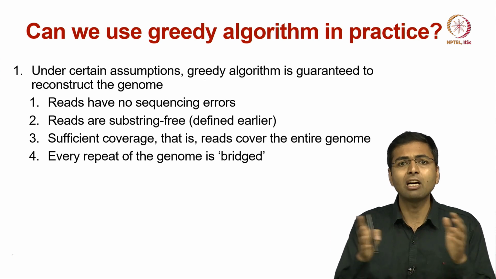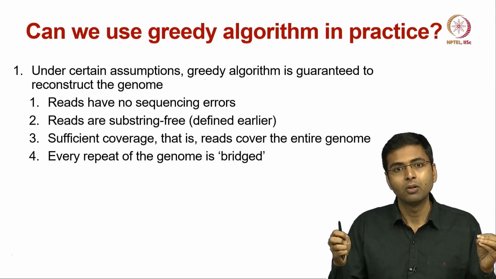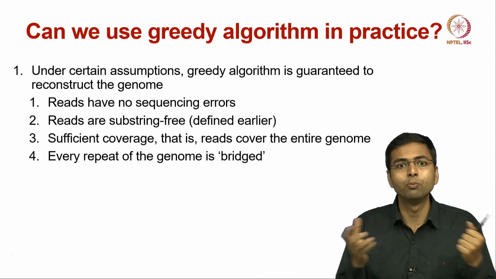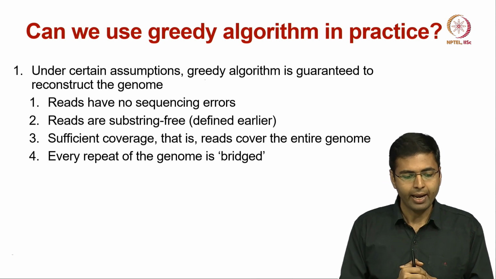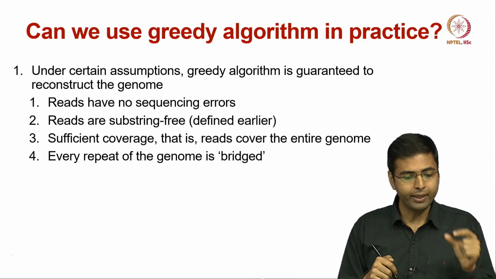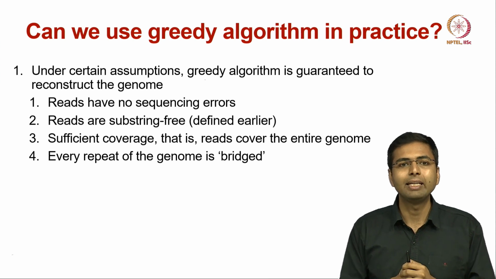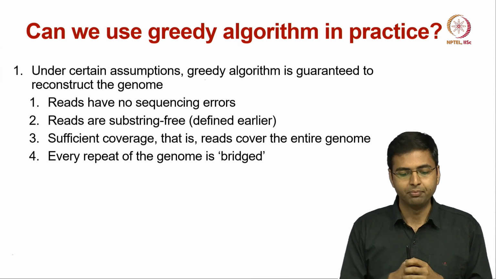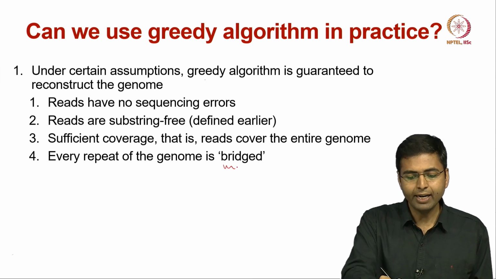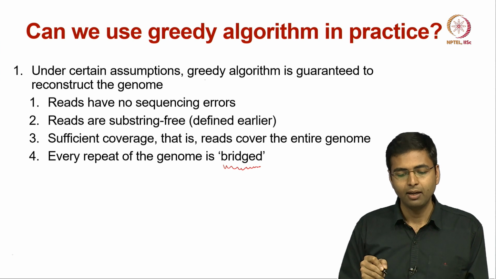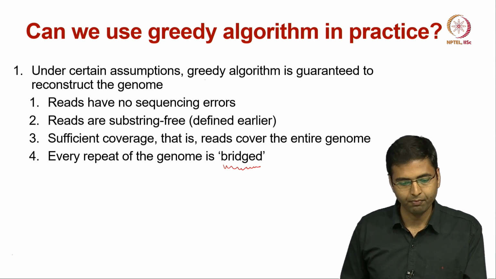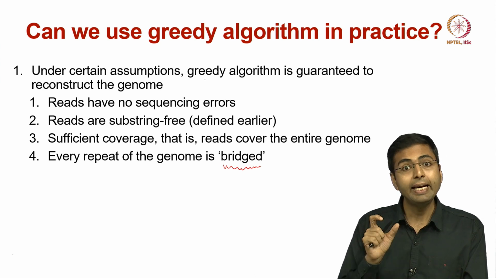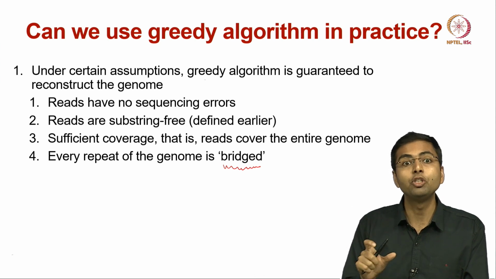We will assume that there is sufficient coverage, that is, reads cover the entire genome, because if reads do not cover some part of the genome, then there is no hope of reconstructing the genome sequence. And finally, one property that is specifically required for the greedy algorithm is that we want every repeat of the genome to be bridged. Now I have not formally defined what this term bridged means. Let me do that in the next slide. Under these assumptions, what we will prove is that the greedy algorithm is guaranteed to reconstruct the original genome sequence.